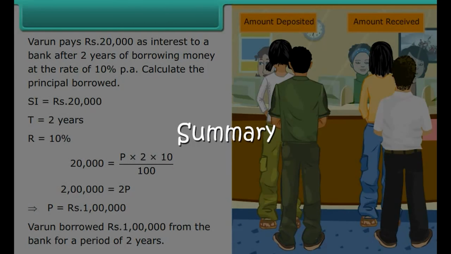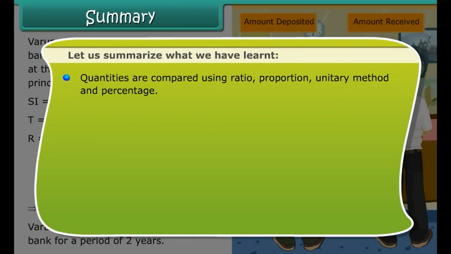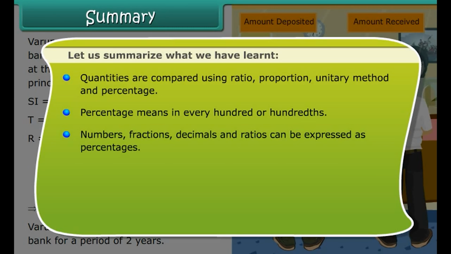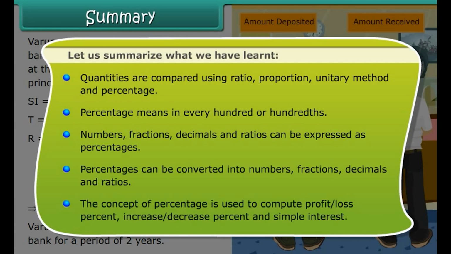Summary. Let us summarize what we have learned. Quantities are compared using ratio, proportion, unitary method and percentage. Percentage means in every 100 or hundredths. Numbers, fractions, decimals and ratios can be expressed as percentages. Percentages can be converted into numbers, fractions, decimals and ratios. The concept of percentage is used to compute profit or loss percent, increase or decrease percent, and simple interest.